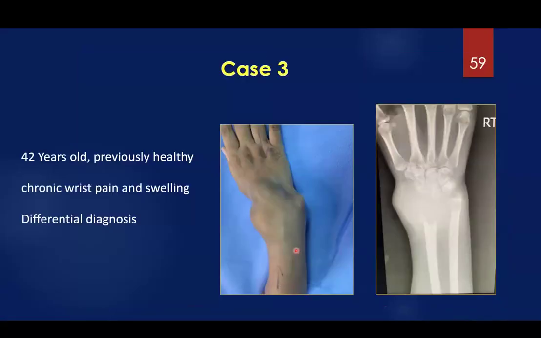This is another example. She's a 42 years old female patient, previously healthy. She had a chronic wrist pain and swelling. So if you look at the X-ray, I can always accept if you tell me a permeative pattern of bone destruction with complete cortical destruction over this area. But again, I told you from the beginning, always look at the whole picture, not only the permeation, look at the periosteal elevation. So rarely do you get a malignant tumor with no periosteal elevation.